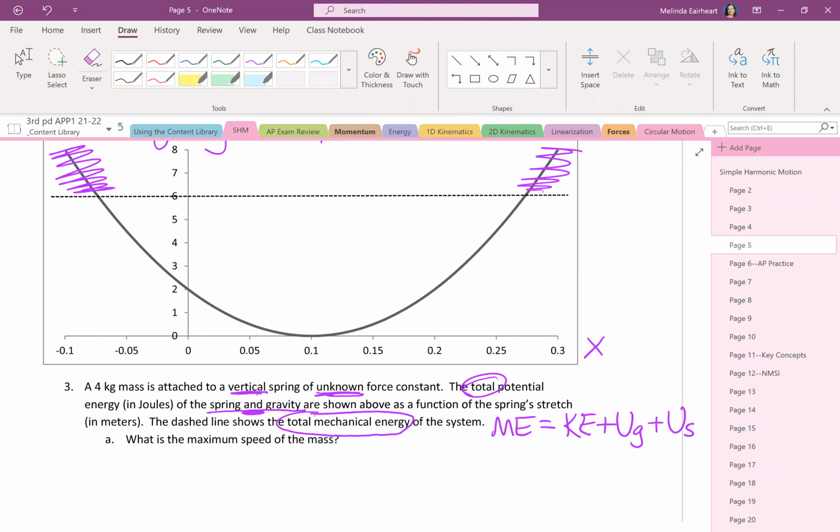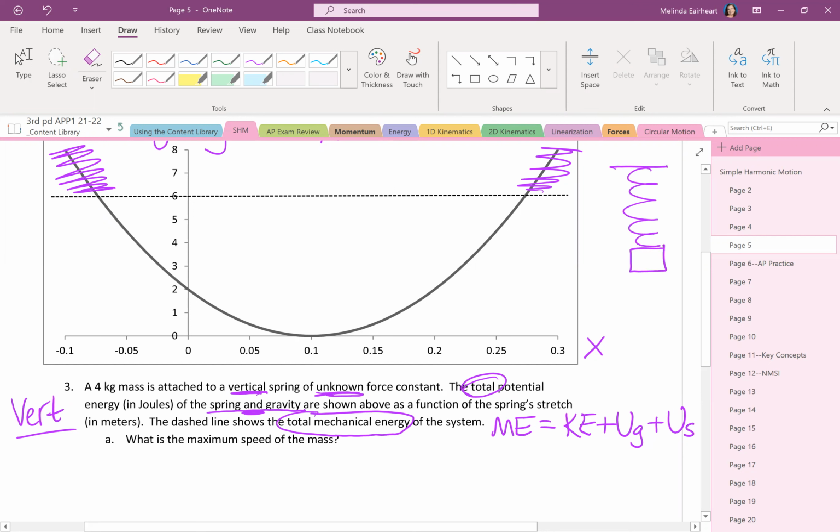A, what is the max speed of the mass? Now we are going to have changes in gravitational potential energy. So this is going to be a vertical setup, by the way. Oh, they told us that, vertical spring. Where do we find max speed? So imagine we have maybe a spring attached to a ceiling and we put a mass and it's going to go up and down, up and down, up and down. Where do we find max speed?